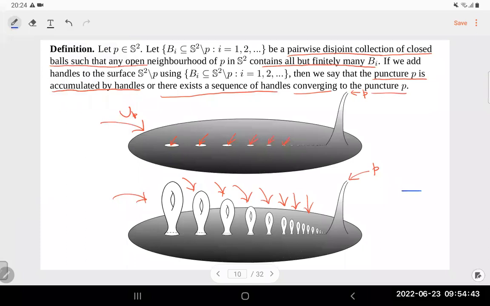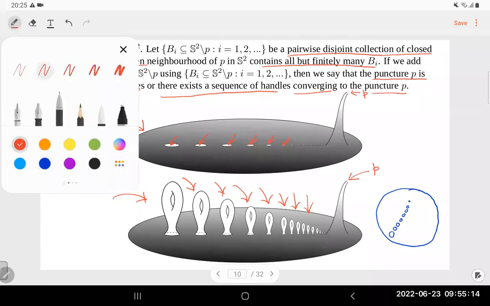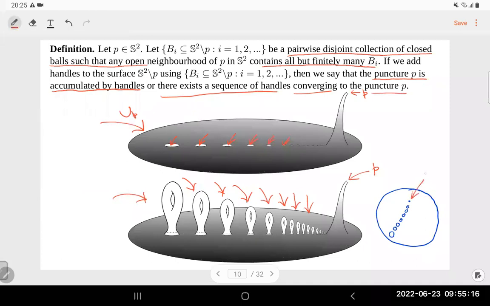Well, so if you want to accumulate an ordinary point by handles, then you just need to consider, suppose this is a point and this is a neighborhood, and you just need to consider small balls like these. Then you need to remove their interiors, then you need to add handles, one whole torus. But notice that this point is on the surface. This is not a puncture point, it is an ordinary point.